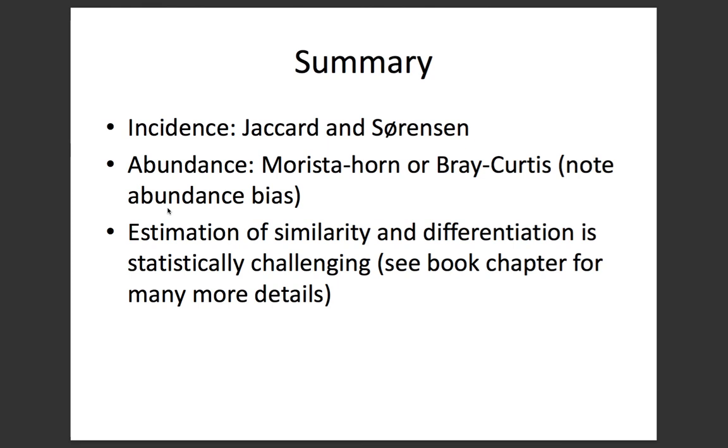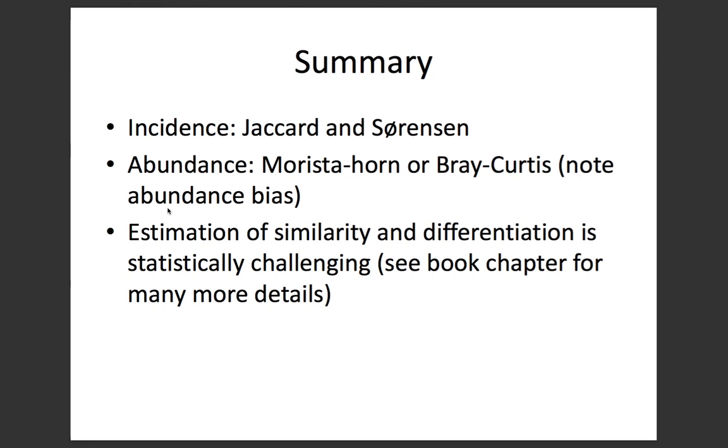For measuring compositional dissimilarity using incidence or presence-absence, Jaccard and the Sørensen's are good choices, but are sensitive to differences in richness between samples or assemblages. For abundance-based similarity measures, the Morisita-Horn or the Bray-Curtis work well, but Bray-Curtis has an abundance bias when one assemblage has much higher levels of abundance than the other assemblage.